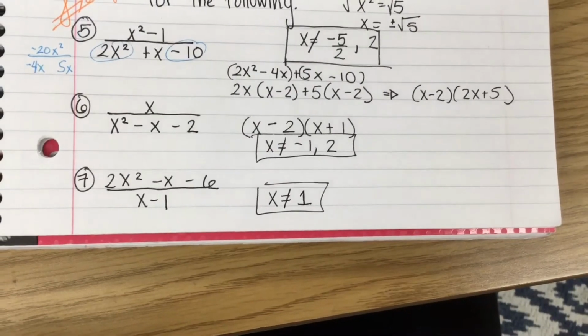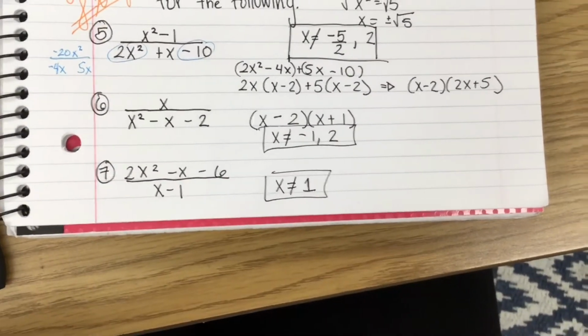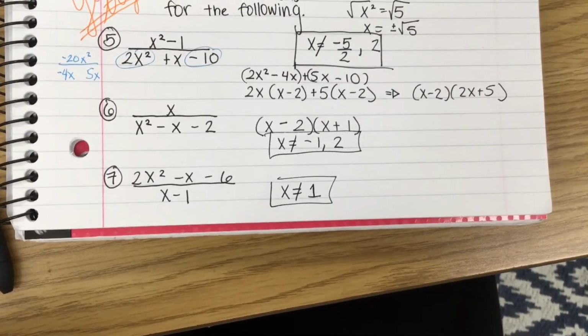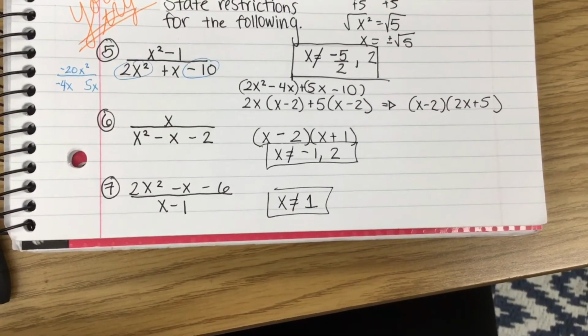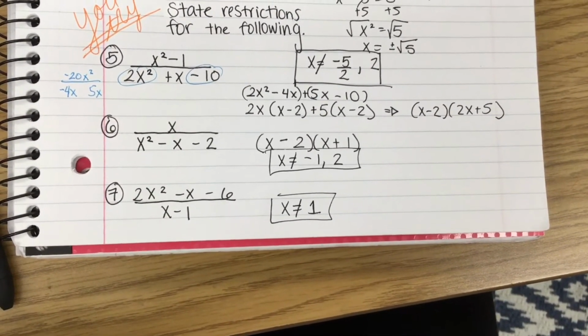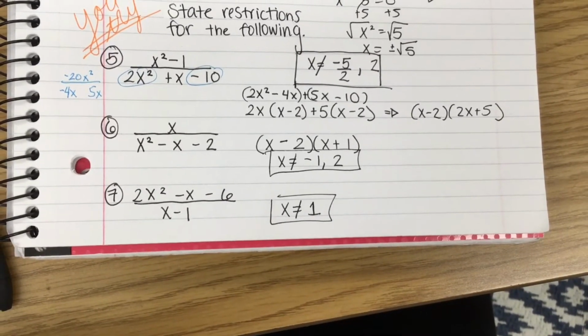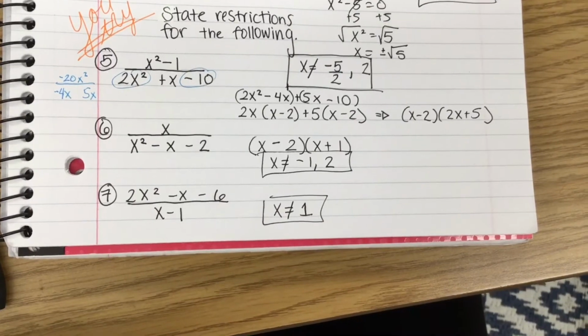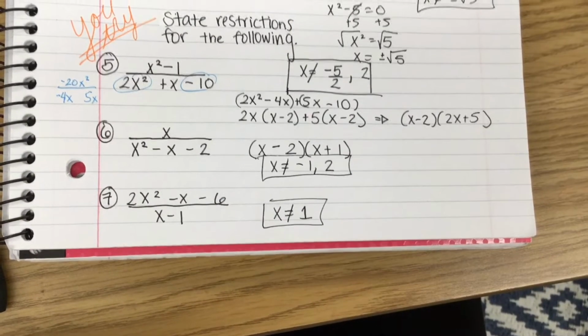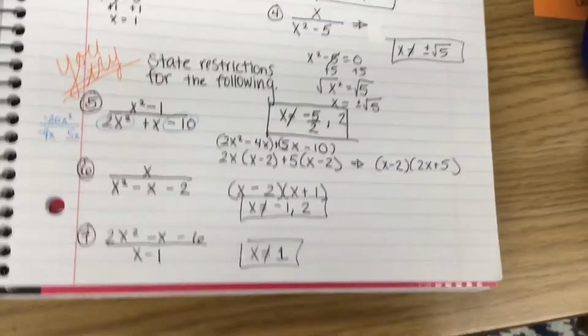For this first one in number 5, you did have to factor the denominator using split the middle term. So you multiply the first and last terms together. You list the factors of that new term. You're looking for the factors that add up to the middle term. You rewrite your middle term with those new factors in between. That's how you split the middle term, and then you factor by grouping.